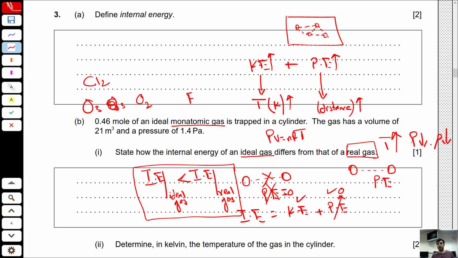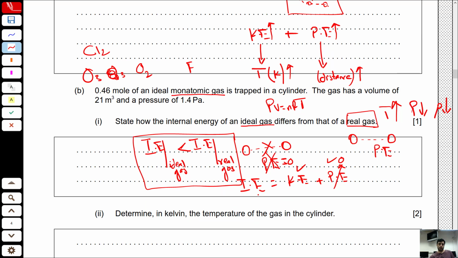So by keeping a low pressure and low density, you make sure that there are enough large spaces between the particles. They are further distance apart. So the further away the particles are, the strength of the intermolecular force of attraction will also get smaller. So the weaker the force means the gas will behave more like an ideal gas, with negligible intermolecular forces of attraction. Part B. Determine in Kelvin the temperature of the gas in this cylinder.